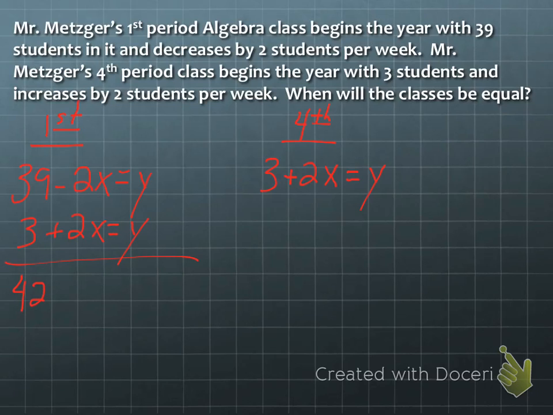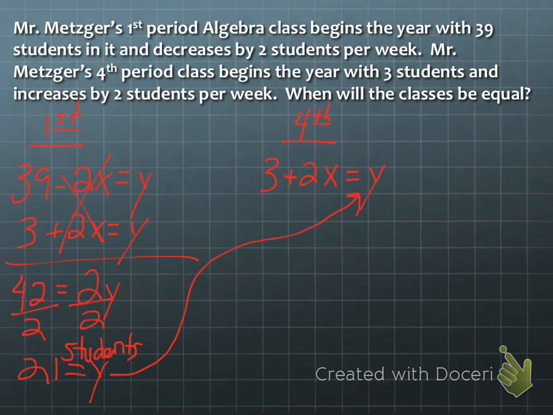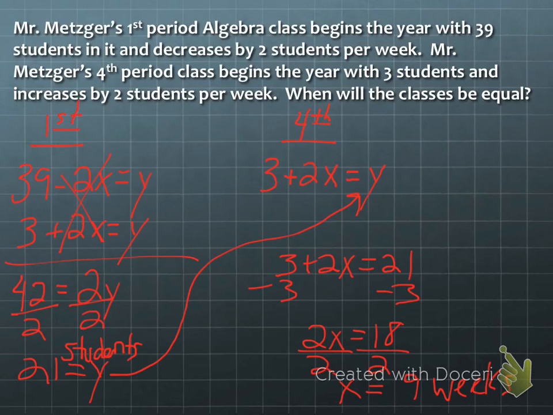So you get 42 equals 2y, and I can divide both sides by 2. So 21 is equal to y. That's going to be 21 students. So then to find out how long it takes, I'm going to plug that in for y. So you get 3 plus 2x equals 21, minus 3 and divide by 2. That's it.